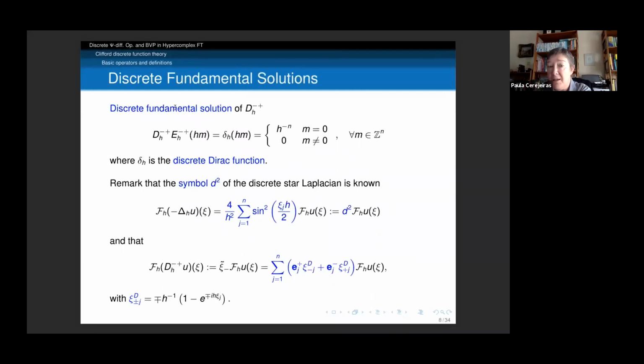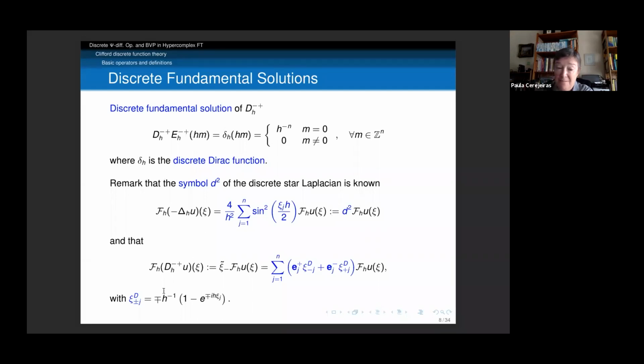You need also a corresponding discrete fundamental solution, which is simply the delta Dirac, which reconstructs simply 0 everywhere and has singularity of dimension of the space in the point 0. And you define discrete fundamental solutions as the ones that the operator acts on the left and obtain the discrete Dirac function. So the symbol of the discrete Laplacian, discrete star Laplacian is well known, d square, given here.